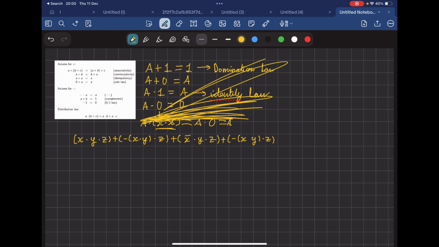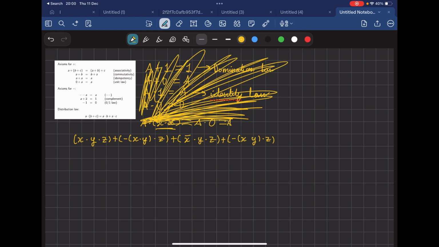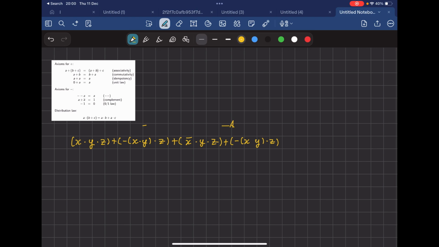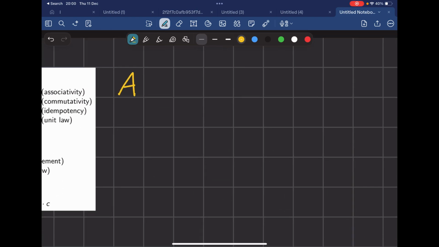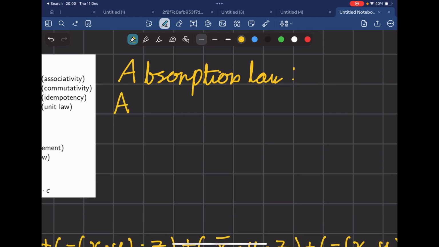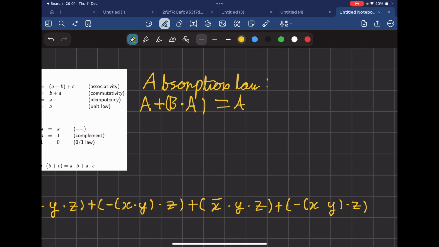The final thing I wanted to mention is a law that isn't in the slides for some reason, but it's really useful. It's called the absorption law. What this says is that if you have some expression A, ORed with some other expression ANDed with that same A, it's just equal to A. So A plus (A and B) is just equal to A.